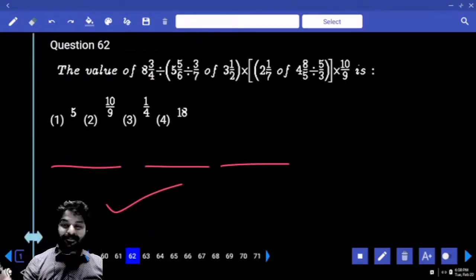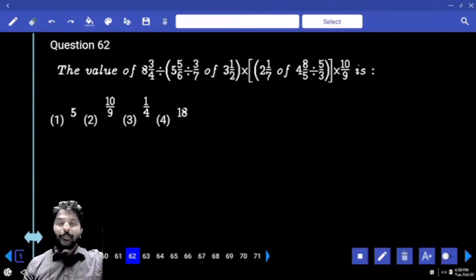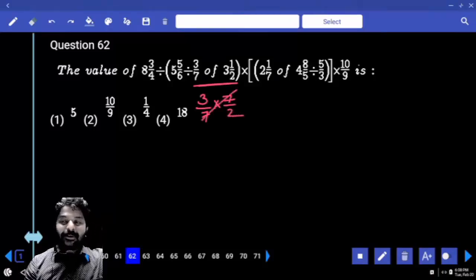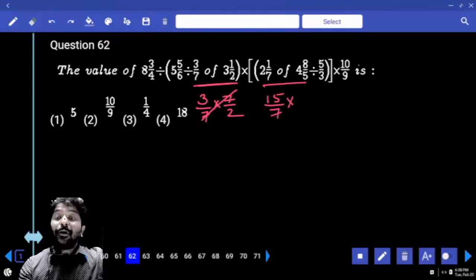The value of, okay. So first we need to complete the first part. 3 by 7 into 3 1 by 2. 7 by 2. That is 3 by 2 only. And even here also, 2 1 by 7, 15 by 7.